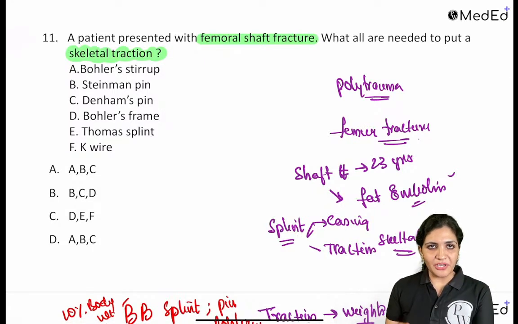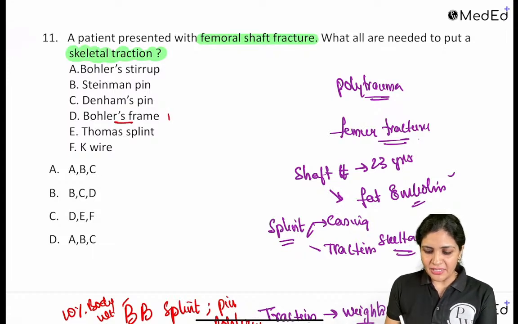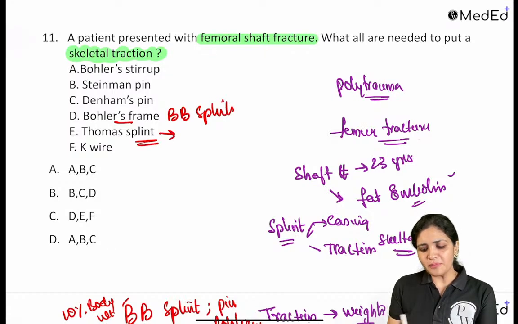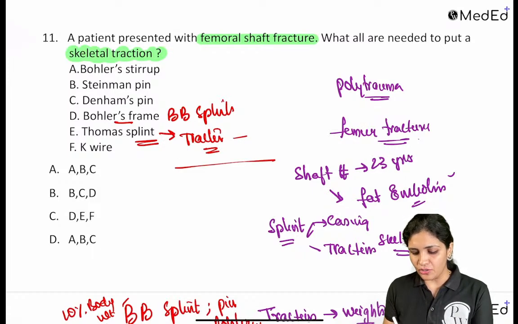So here we have Bohler stirrup, the Steinmann's pin, the Denham's pin. Yes, it is not the Bohler's frame, it is the BB splint, not the Thomas splint. Thomas splint is also another type of traction. Here what you give is this. So if you remember, there is a ring, an outer ring, right?